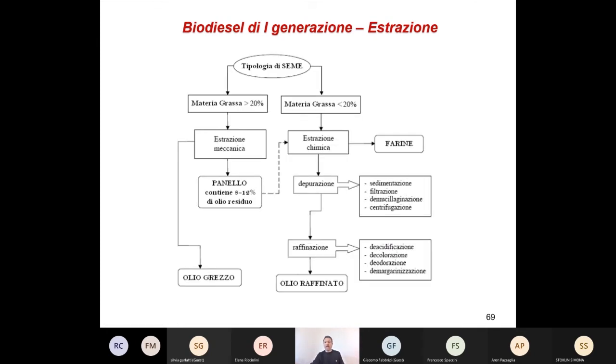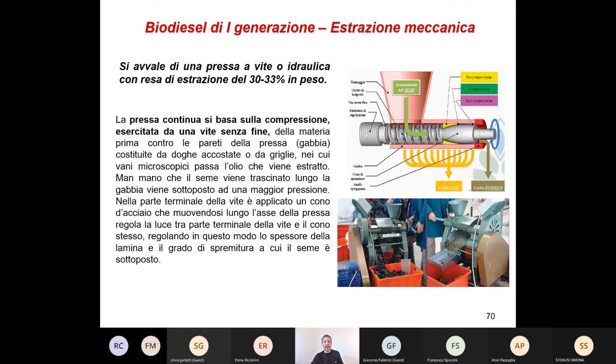Okay, this is another way to see the pathway. I go very quickly here just to say the cochlea, which is the mechanical extractor. So you put the seeds in, and this cochlea creates a very high pressure. So for example, oil exits from the surface, and you can collect at the end of the pathway the residue of seeds, which is named panel.